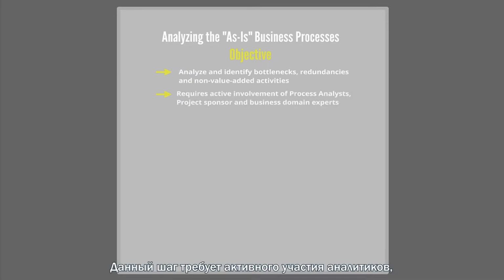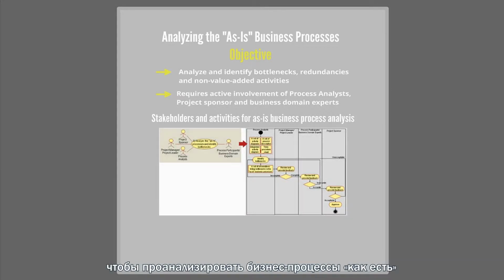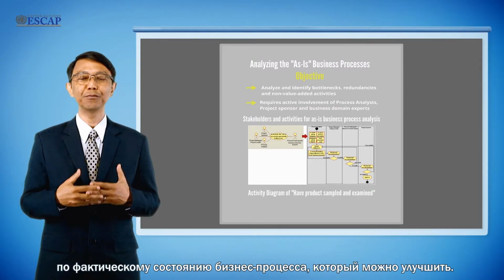This step requires the active involvement of process analysts with the participation from the project sponsor, the project manager, and business domain experts. Necessary activities have to be conducted in order to analyze the as-is processes and identify any bottlenecks or possible improvement opportunities, as illustrated in this figure. Using the set of activity diagrams, process descriptions, the integrated activity diagram, the time procedure chart, interview notes, and relevant documents and forms gathered during the as-is business process capturing, process analysts should attempt to identify any bottlenecks and record their observations related to the current as-is business processes that have potential for improvement.